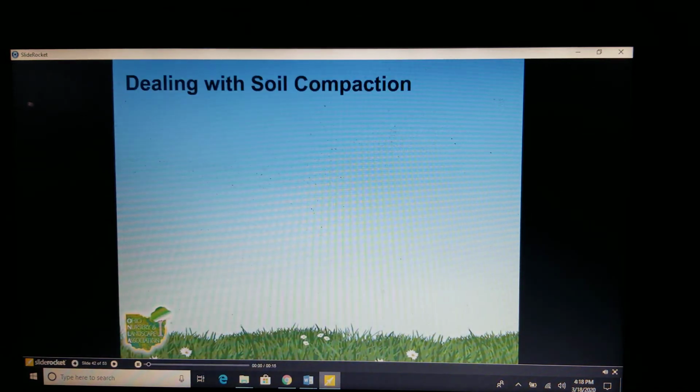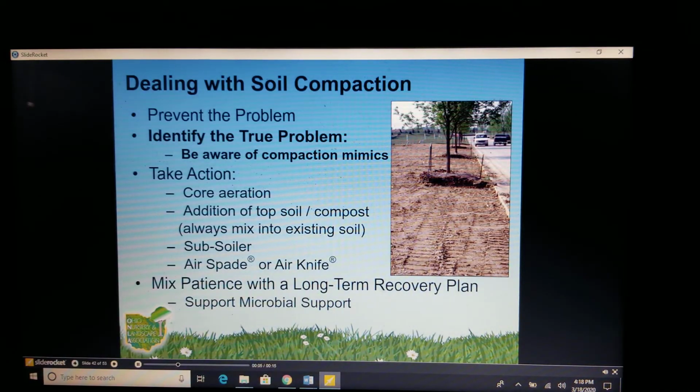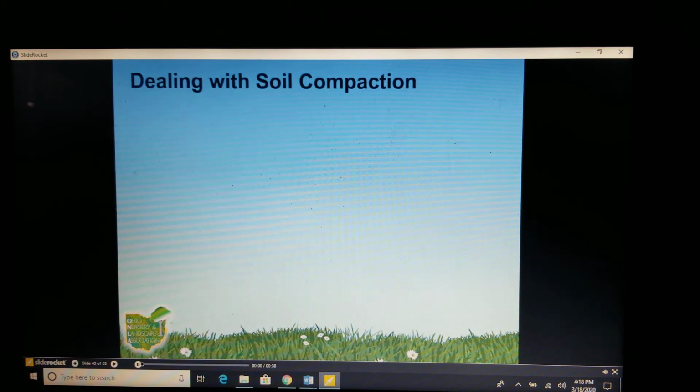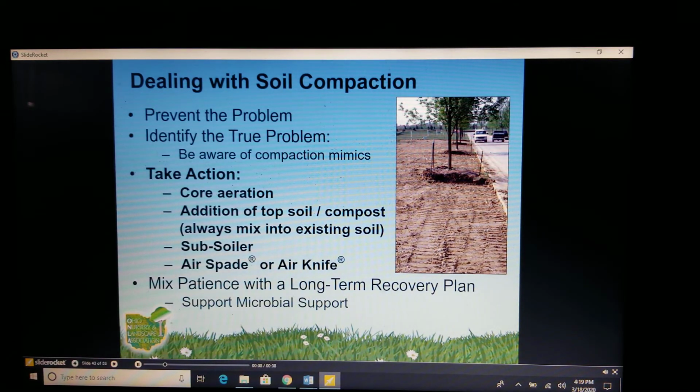The next step is to determine if you're dealing with true soil compaction or a soil problem that mimics compaction. As noted at the beginning of this presentation, there are several problems, including heavy clay soil and topsoil removal, that mimic compaction. If compaction or another problem exists, the next step is to take action. Core aeration involves drilling holes and backfilling with loose topsoil that is mixed with organic matter. The exact ratio depends on the texture of the surrounding existing soil.